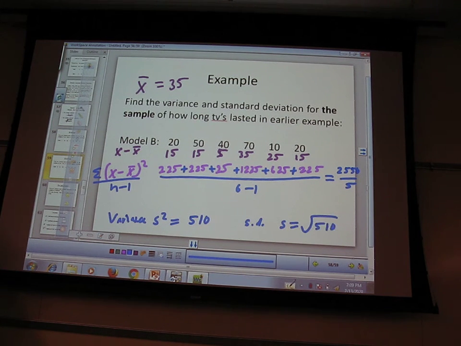I have no idea what that is. What is it? 22.58, 22.6. So 22.6 versus 4.5, that's a lot larger, right? Much bigger variance and much bigger standard deviation. So in general, they vary. These TVs will last 35 months, give or take like 22 months.